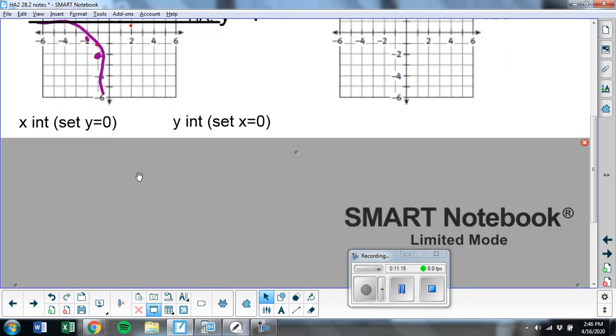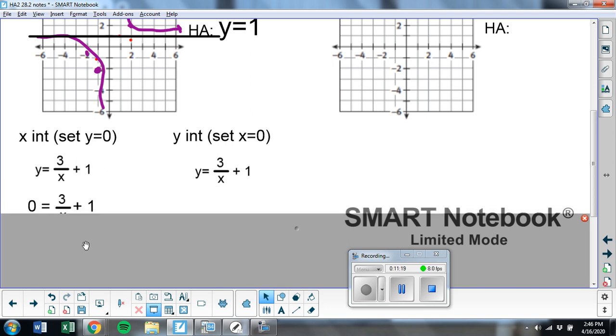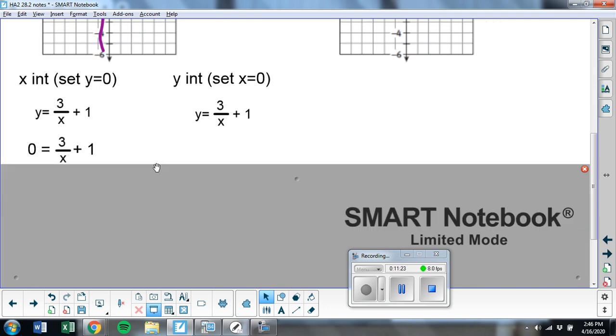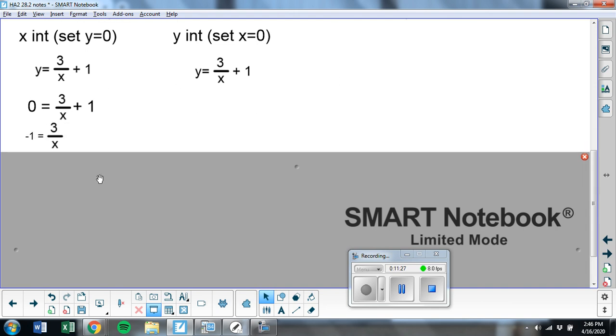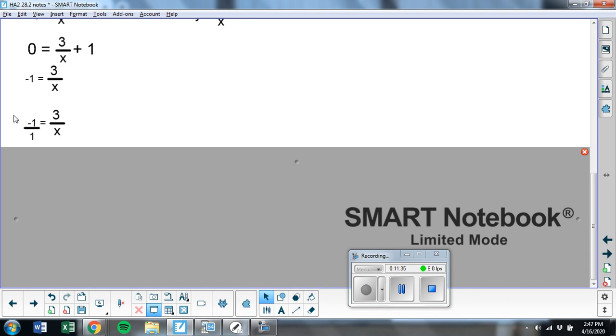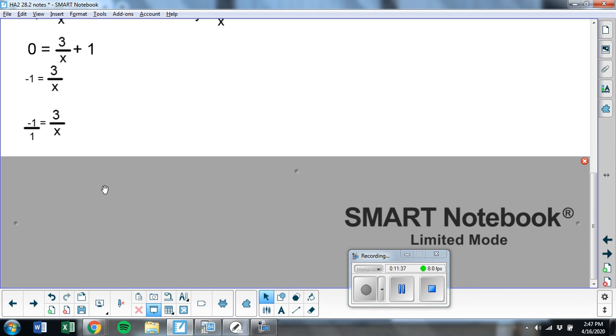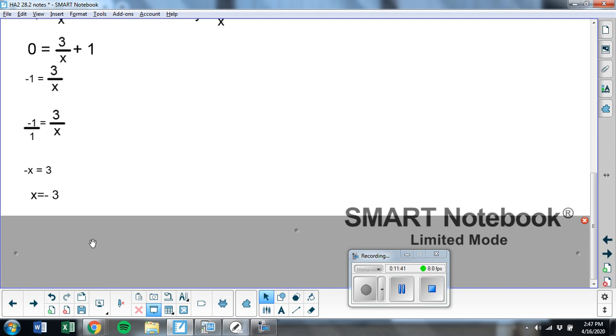So here's my work. I took the function and I set y equal to 0. Put in a 0 there. Now let's think basic algebra. I got to find x. So subtract 1 on both sides. Now here, it might be helpful for some of you to turn this side into a fraction so we can cross multiply. So put that over 1. Cross multiply. Negative x equals 3. Divide by the negative, x is negative 3.